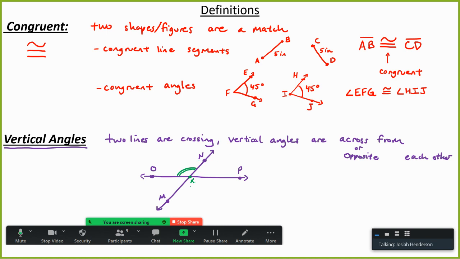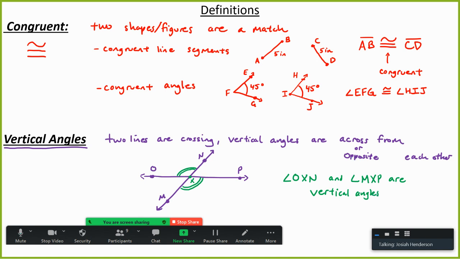The angle across from it is down here. I'm going to draw that in. Angle MXP. So let's write this in green now. Angle OXN and angle MXP, M as in Mary, XP, are vertical angles in this picture. They're across from each other, or they're opposite sides of that X, the intersection point. So OXN and angle MXP are vertical angles here.